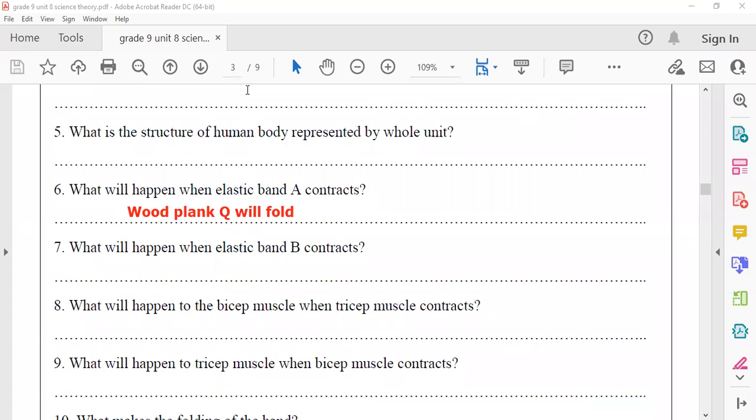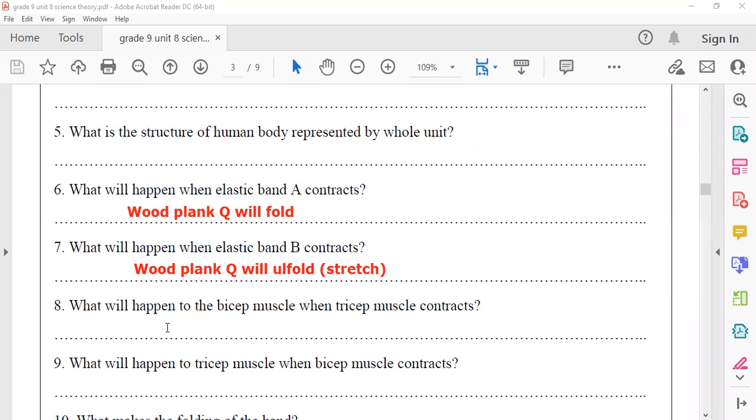What will happen when elastic band B contracts? When elastic band B contracts, wood plank Q will unfold. Or you can say it will stretch. Clear? Yes, sir.